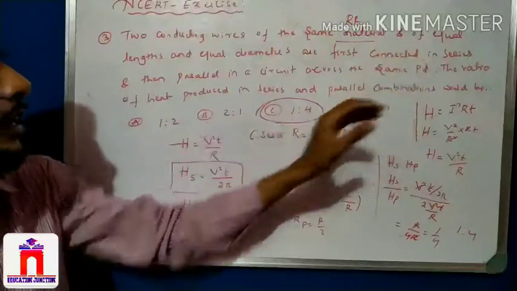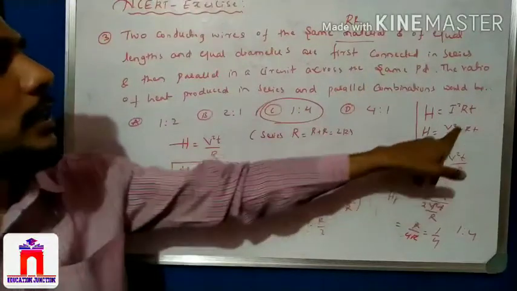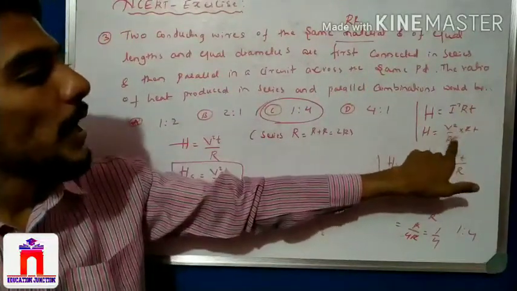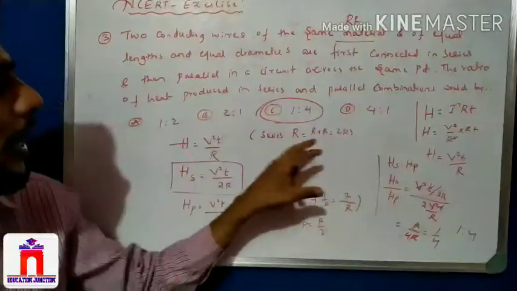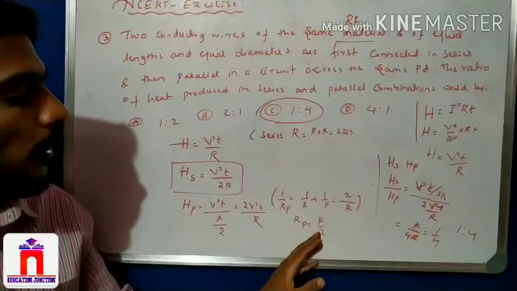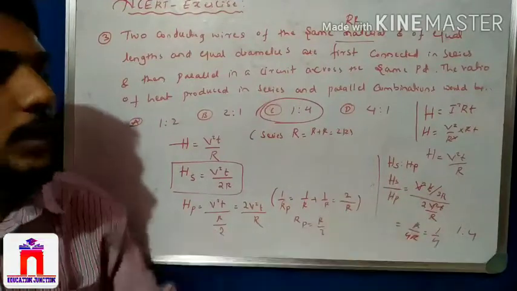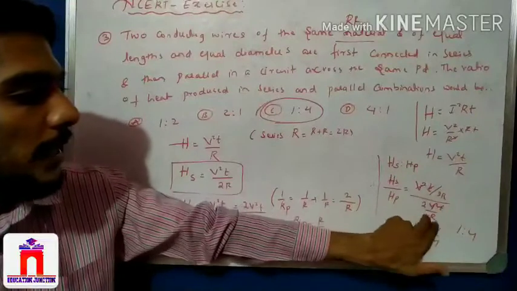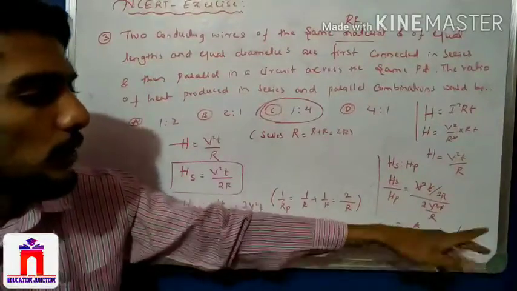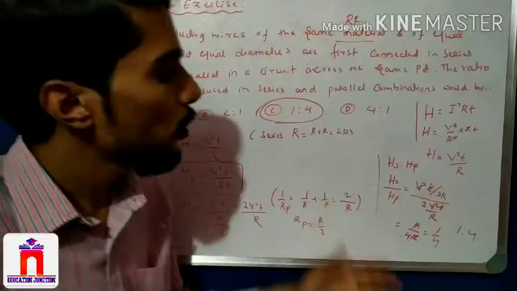For heat produced, we have to remove current, and the current I can take as V by R, then we get V square T by R. Then I use this formula and put 2R and R by 2. Then take the ratio, and we get 1 by 4. V square and T cancel, and R cancels. We get 2 into 2, that is 4. 1 by 4 is equal to 1:4. Okay, so please write down this.